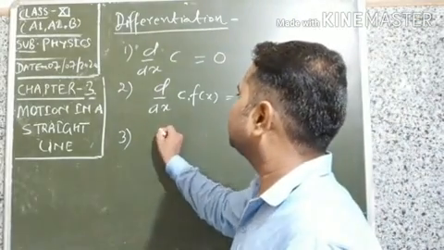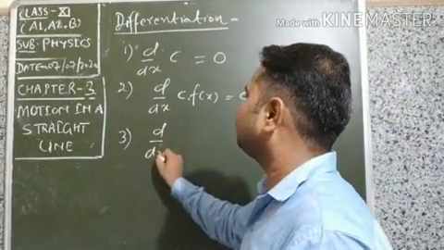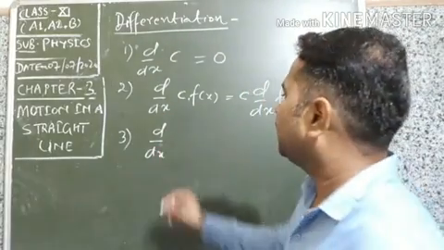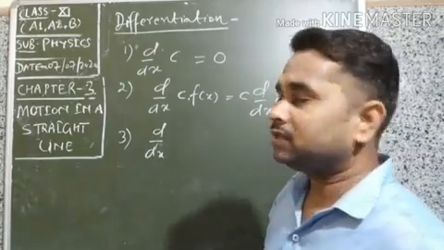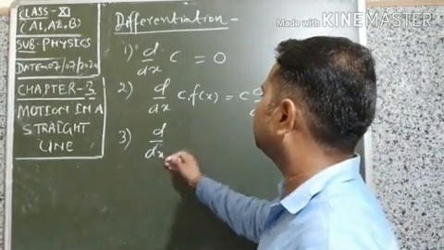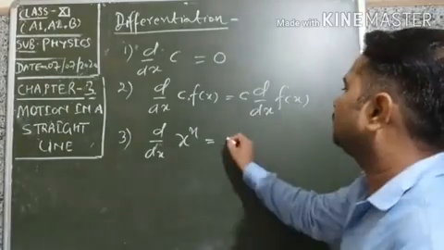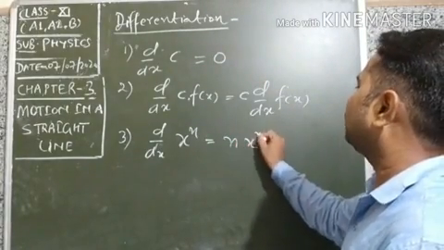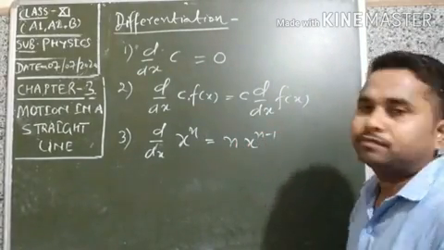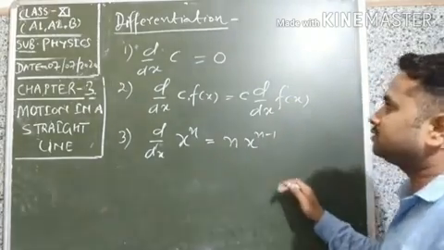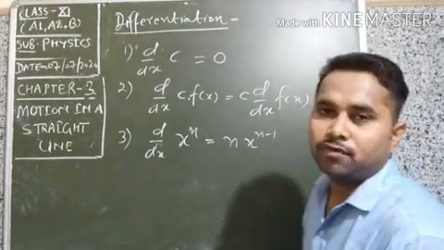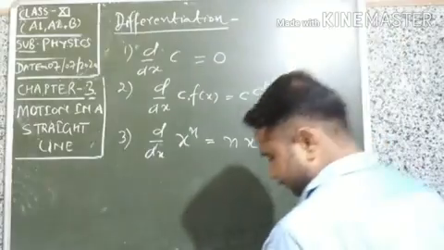Now the third is the general rule, a very important and helpful formula you can say: d dx of x to the power n is equal to n x to the power n minus 1. So these three formulas we saw yesterday. Now let's see some more formulas, some more rules.